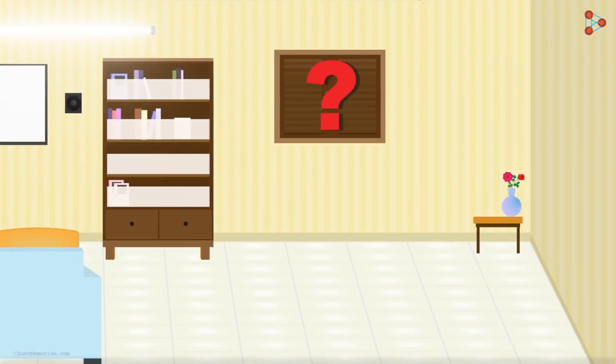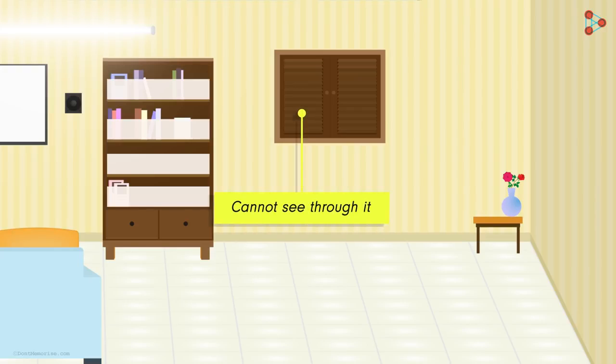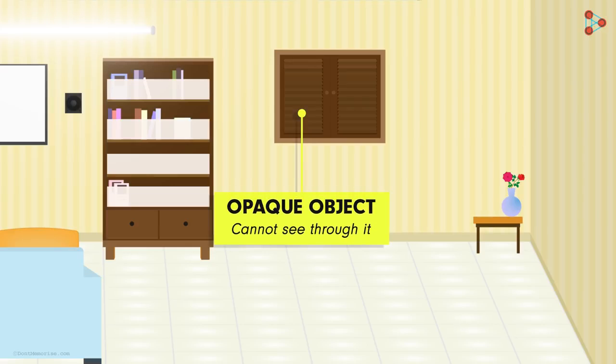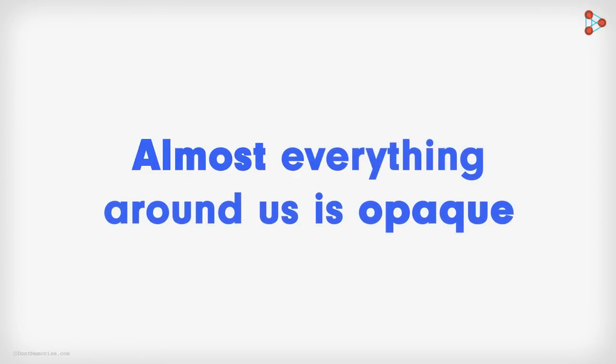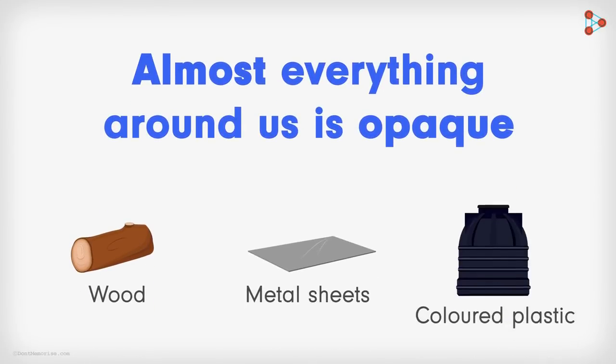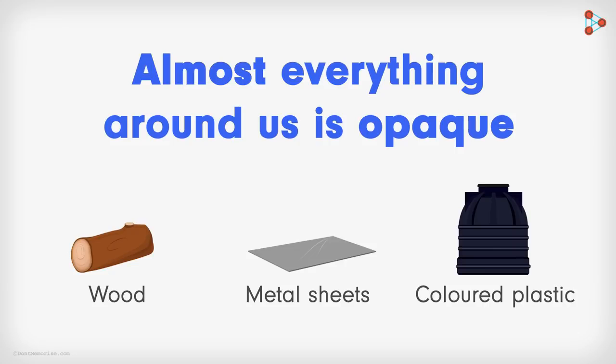Can we now see the objects outside the window? Nope, we can't. But the question is why? It's easy. Because the light from the outside of the window does not reach us. The wooden shutter blocks this incoming light. Such objects are called opaque objects and they are very large in number. Almost everything around us is opaque if you think about it. Wood, metal, sheets, colored plastic and so on.